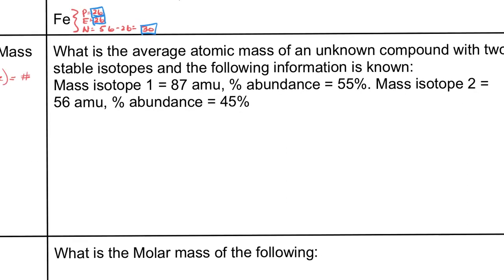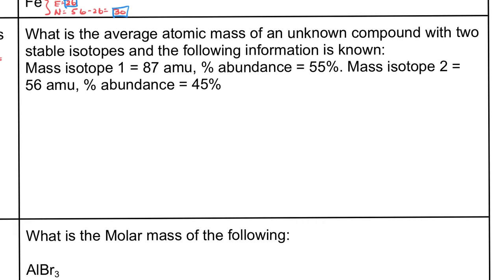Here is a sample, and if you look at this here, we have an isotope. We want to know what the average atomic mass is of an unknown compound. It's got two stable isotopes. And the mass of the first one is here, the percent abundance is here, mass of the second, and the percent abundance. And so let's go ahead and do this out fairly quickly here.